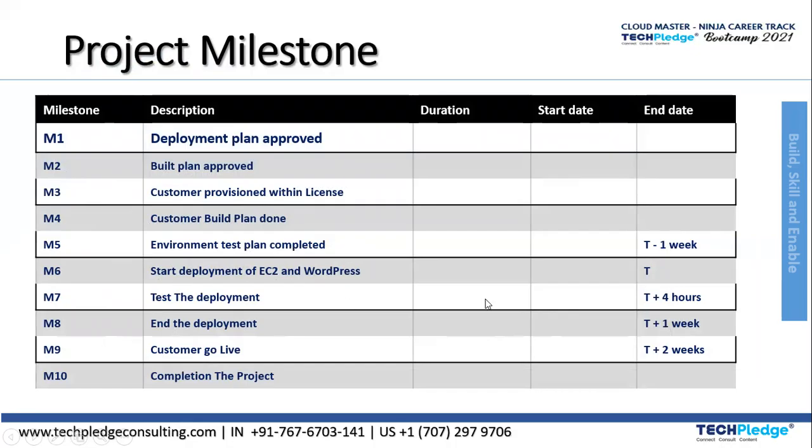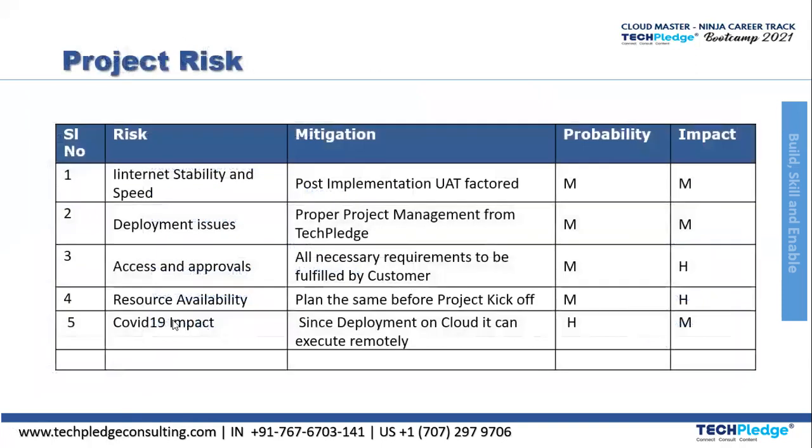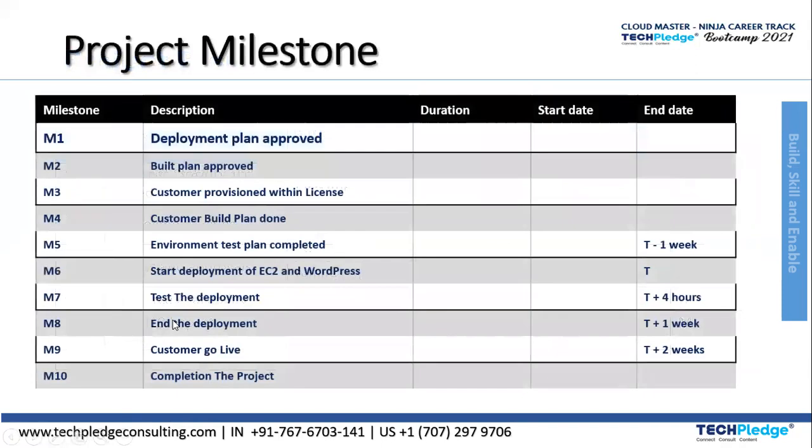After ending the deployment, the number of hours and the number of weeks are given for how the test should be done. It's the time plus 4 hours, that is the test for deployment. And the end of deployment is given a week. And then customer go live. Go live means when everything is fixed and stabilized, the project goes live and people start using it. That is milestone number 9, which is achieved. It will take a time of 2 weeks.